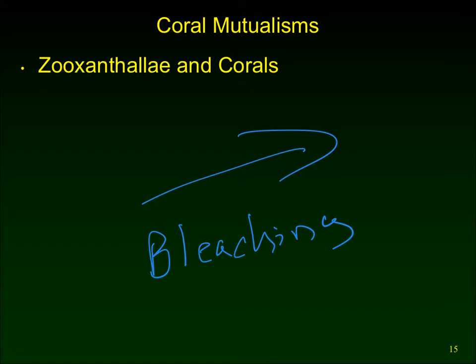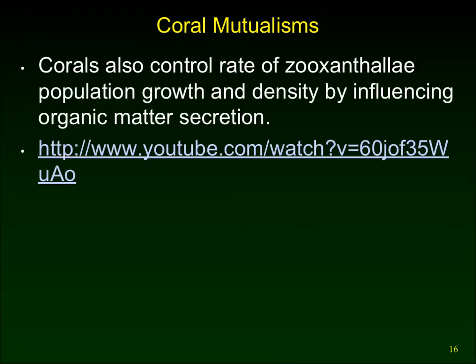The corals get some organic compounds that the algae produce during photosynthesis, and then the corals release organic compounds that will be traded off to the algae. Corals can control the rate of this algae production and their density by the secretions that they produce. And there's a video you can watch to see this.